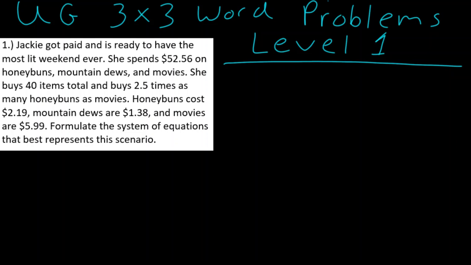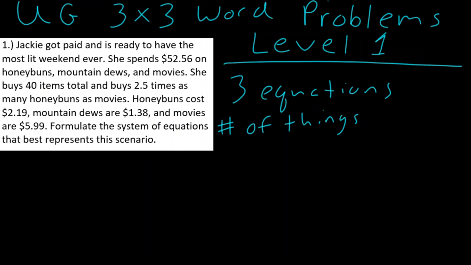Alright, and welcome to the ultimate guide to 3x3 word problems, level 1. Now, we have a very long wordy problem here, but from this we need to pull out 3 different types of equations. Okay? So the first equation that we want to talk about is what I'm going to call our number of things. And you always want to start by identifying what are the 3 things that you're talking about in the problem.